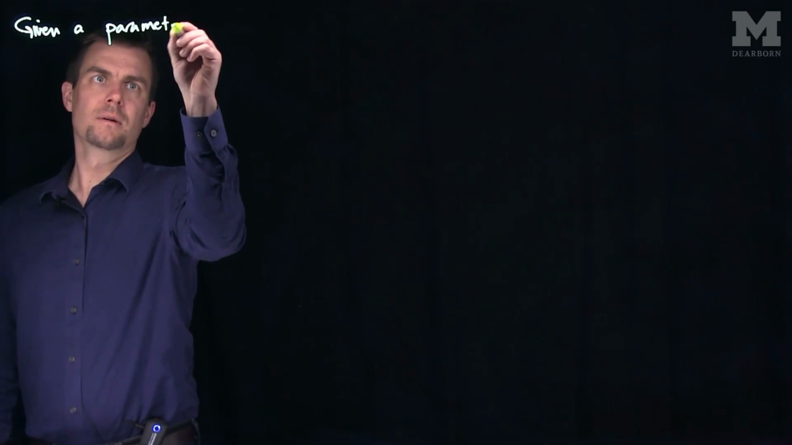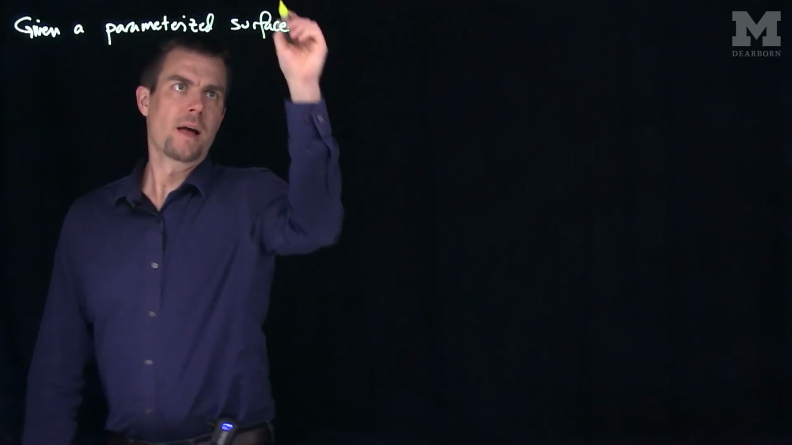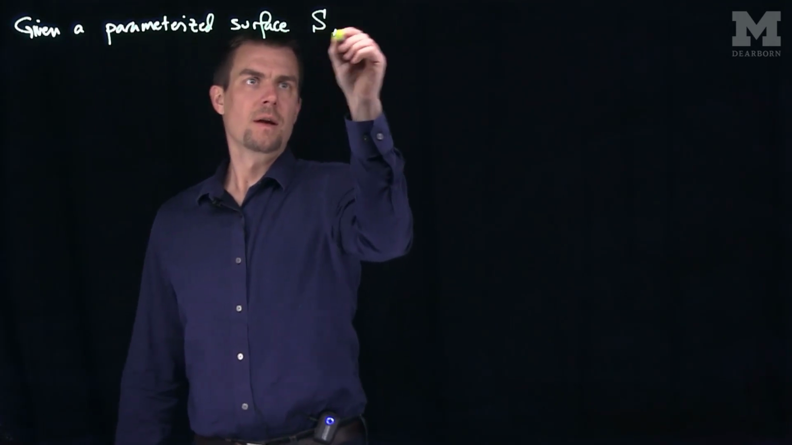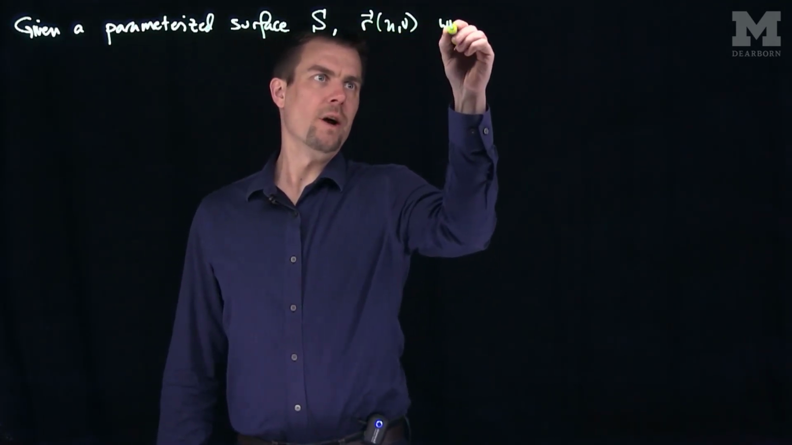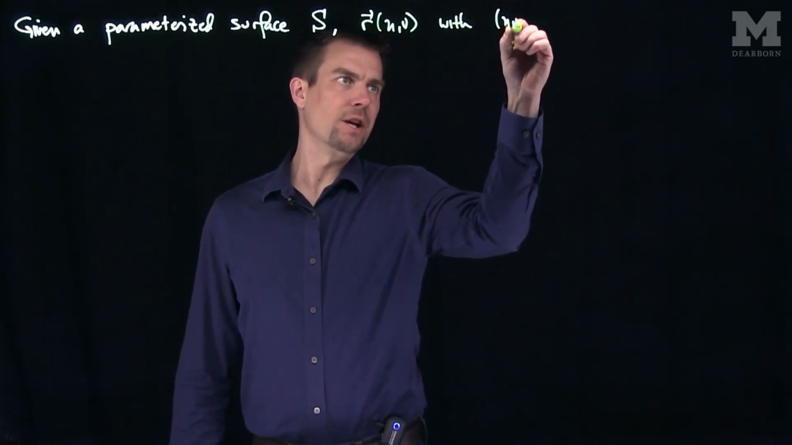Hello students, in this video we'll see how to compute the flux of a vector field over a surface. So if we're given a parameterized surface S, I'm just going to write down its parameterization over here. R of u and v is its parameterization, with u and v residing in some parameterization space, D.